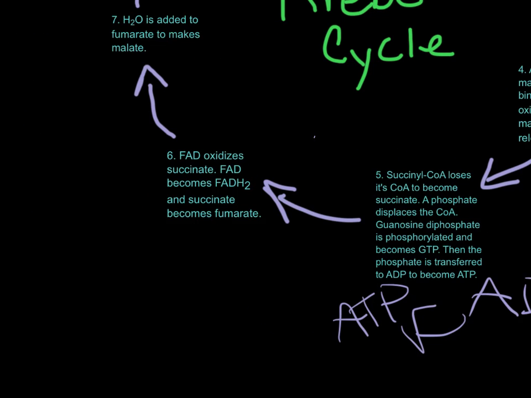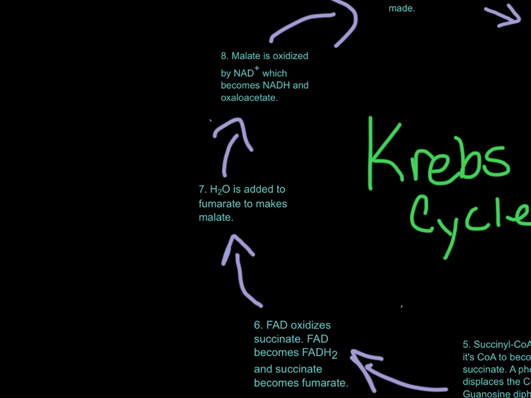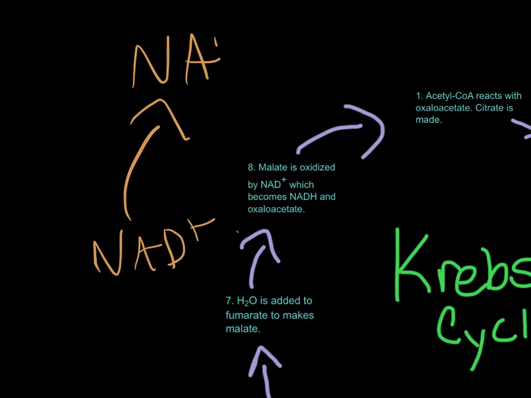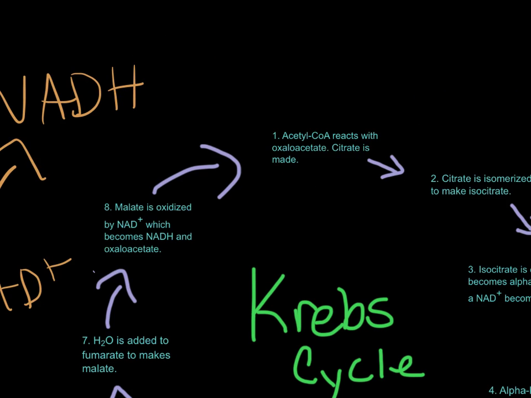Here, FAD comes in from the matrix and oxidizes succinate. FAD becomes FADH2 and succinate becomes fumarate. Next, water is added to fumarate, which makes malate. Malate is oxidized by NAD+, which becomes NADH, and malate becomes oxaloacetate. And thus the Krebs cycle repeats.